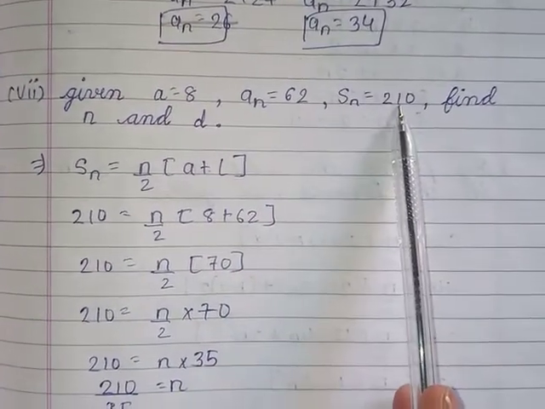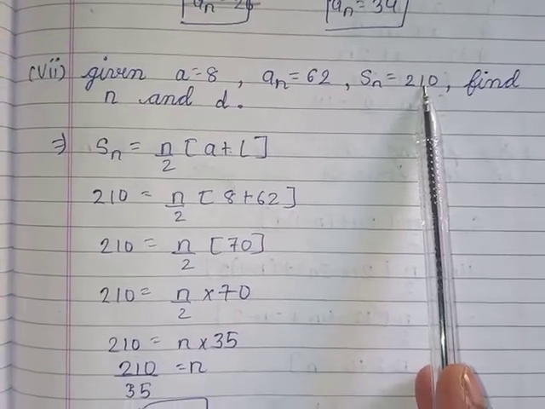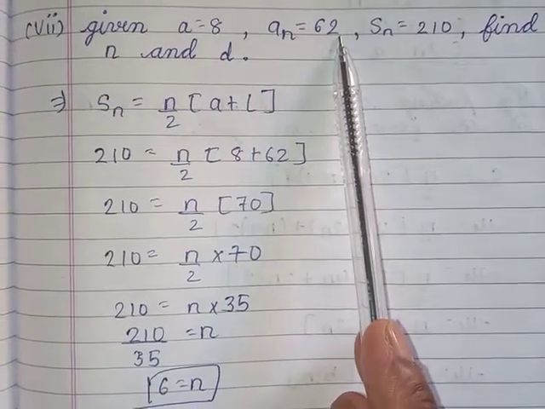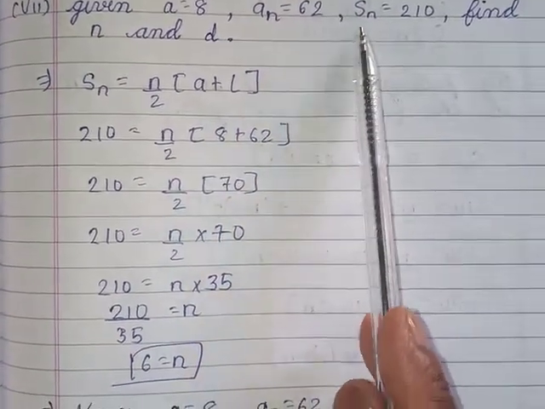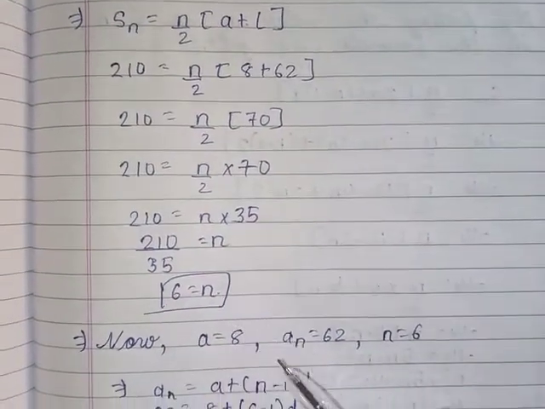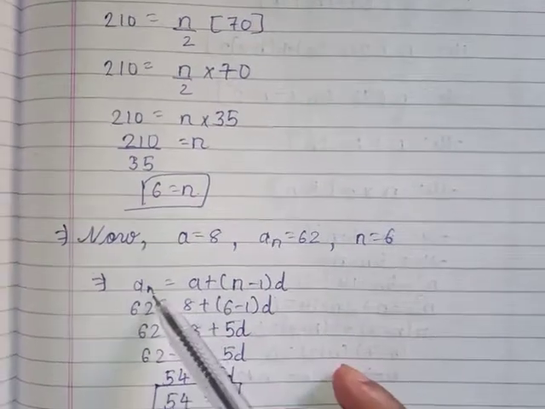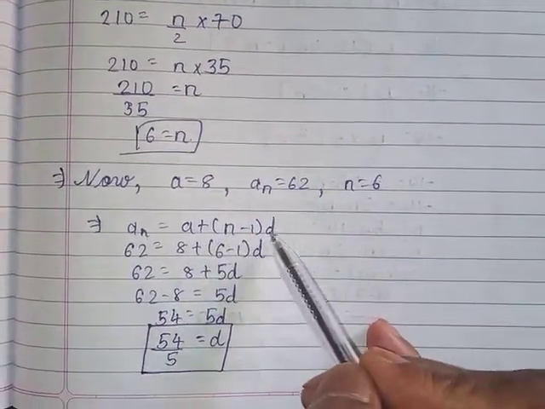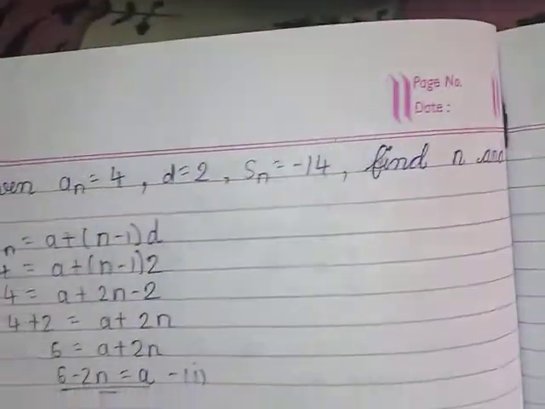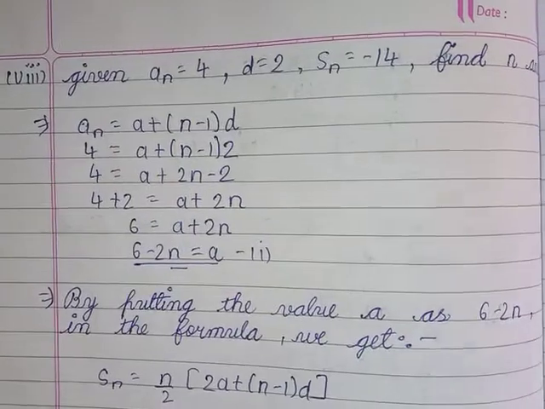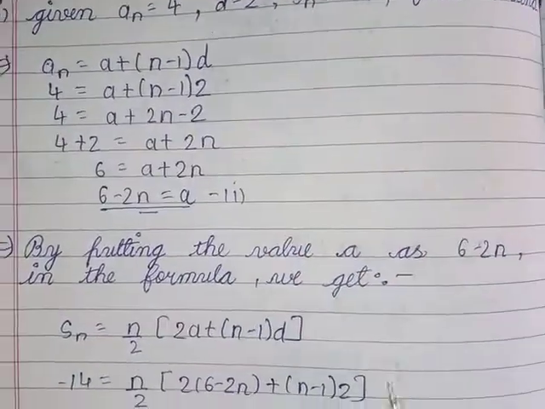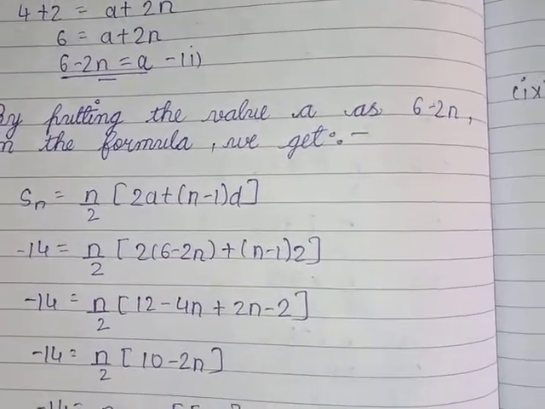Sn is given as 210. So first we have to apply the Sn formula. A is equal to 8, and an is equal to 62. So first you apply the Sn formula, you will get n from there, and after getting n, apply the an formula, an is equal to a plus n minus 1 into d, and you can get d. So this whole exercise is using these two formulas only by substituting the values. So this is the way you have to do it. So please go through it.